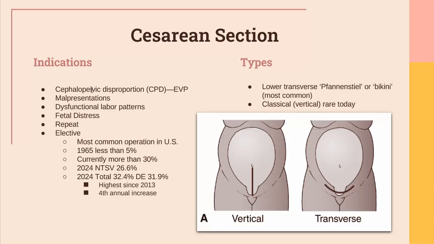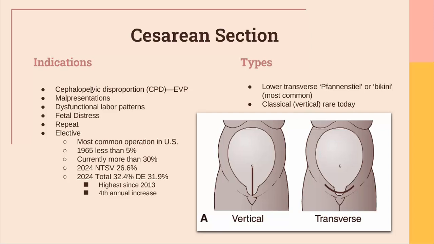Most of the time in our country when women get a C-section, it's because it's a repeat C-section. It's the most common operation in our country. Interestingly, in 1965, less than 5% of births were via C-section, and currently it's more than 30%. And again, it varies tremendously by state, and also throughout the world. So certain countries have very low rates of C-sections, certain countries have rates higher than 50%.